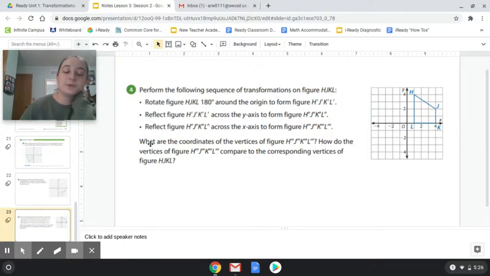And then you're going to write what the coordinates are of the vertices of your final figure and how the vertices of your final figure compare to the vertices of your original figure. So again, you rotate 180 degrees, you reflect along the y-axis, and then you reflect along the x-axis. And that is your homework.